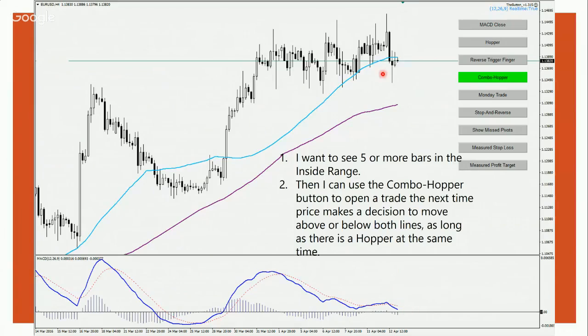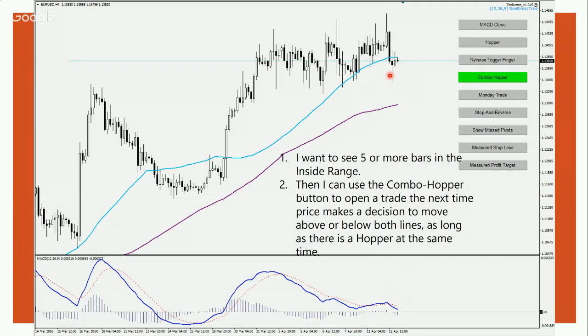So as price settles into a neutral position, taking a break, I also have the MACD getting ready to roll out a hopper with price action in this instance. So at this point in time, I can go ahead and use the automation. I can click on the combo hopper button to activate it for automation, and then it's going to watch and wait, because this could take a few hours, a few days. We never know how long it will take. We just know eventually it's going to happen.